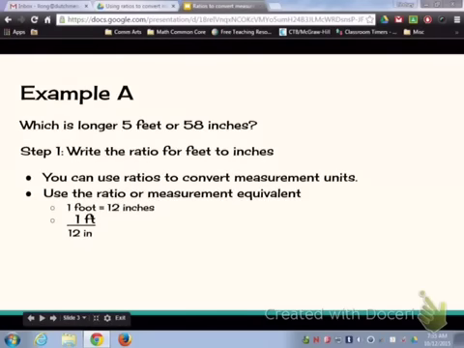So, example A: which is longer, 5 feet or 58 inches? The first thing we need to do is write the ratio for feet to inches. You can use the charts that I gave you to help you with this. We can use a ratio to convert the measurement units. So we would need to write the measurement equivalent of 1 foot equals 12 inches. We would write that as a fraction ratio, 1 foot over 12 inches.